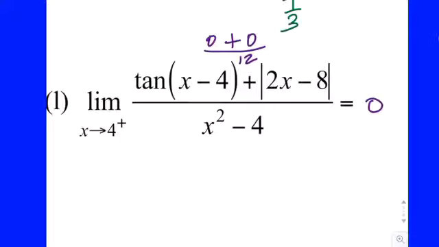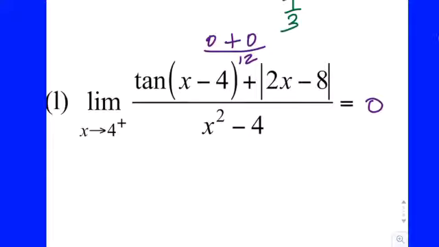Is that the answer? Kevin, is that the answer? Yes, that is the answer. That is the answer. Direct substitution works, okay? So that's maybe why it wasn't working out for you, Kevin, because you were trying to manipulate it into something.